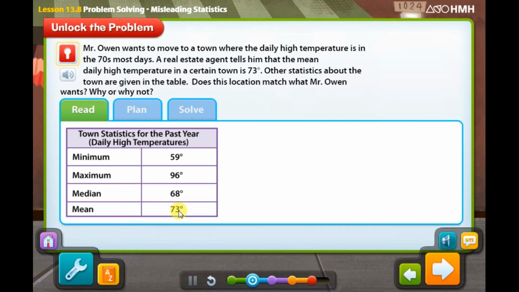So if the mean is 73, is it the best number to express the data, or is the average temperature here between 70 and 79 because the mean is 73, or is this information misleading? So let's see. Unlock this question.